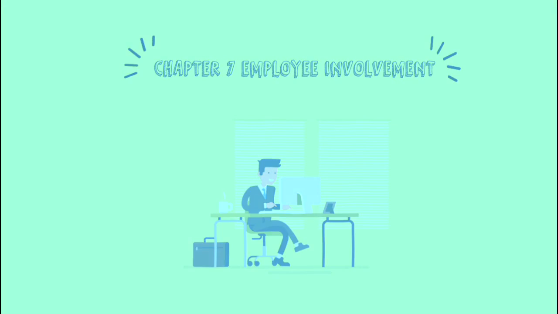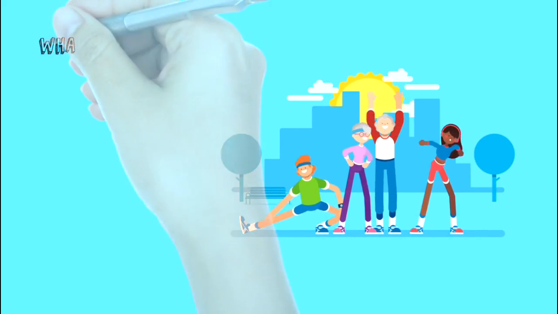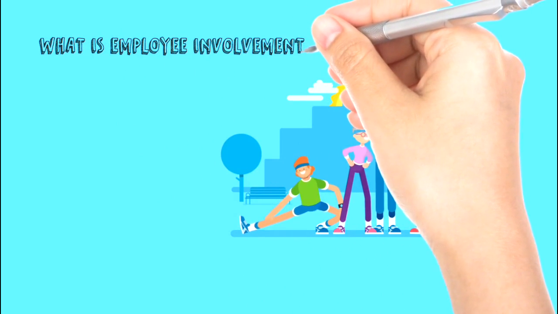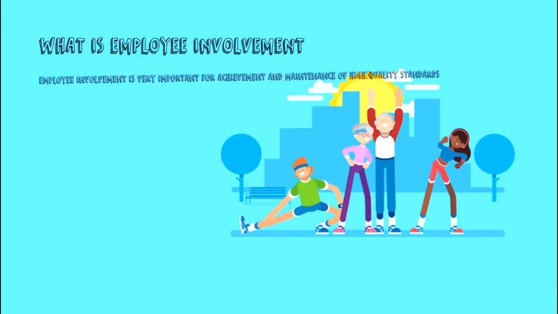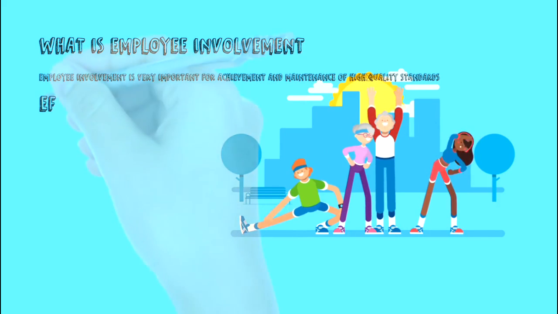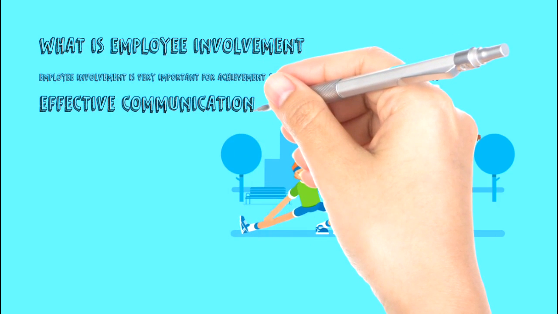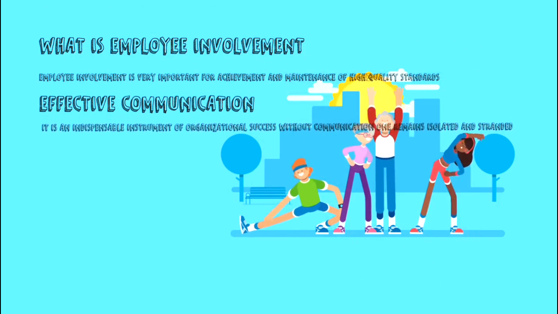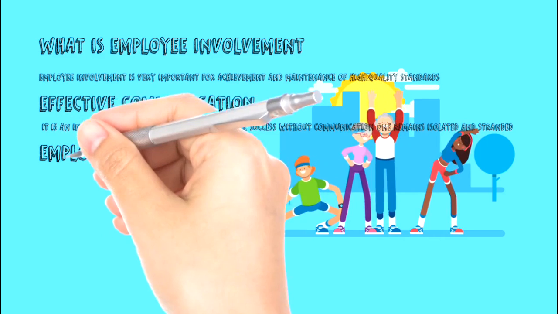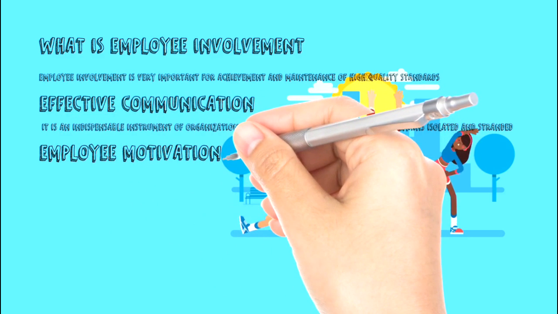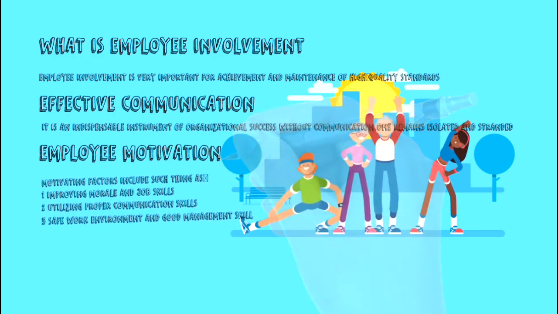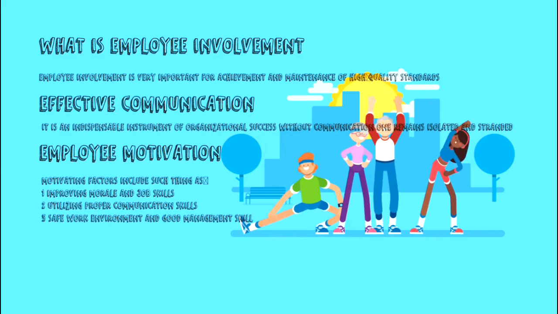Chapter 7, Employee Involvement. What is employee involvement? Employee involvement is very important for the achievement and maintenance of high-quality standards. Effective communication is an indispensable instrument for organizational success. Without communication, one remains isolated and stranded. Employee motivation: motivating factors include such things as improving morale and job skills, utilizing proper communication skills, a safe work environment, and good management skills.